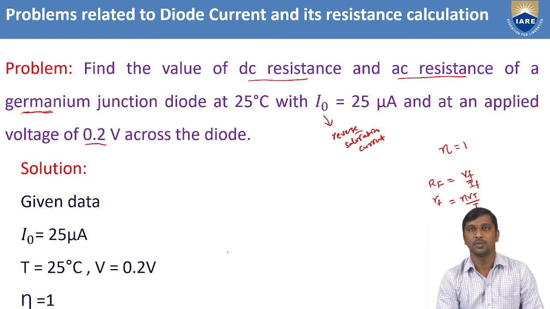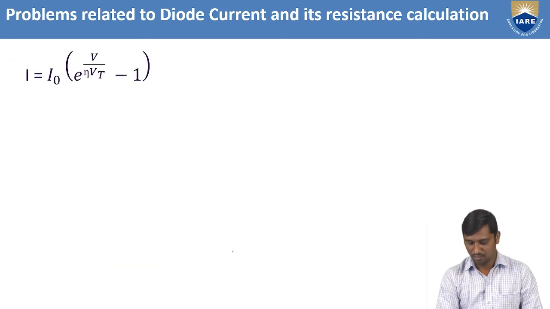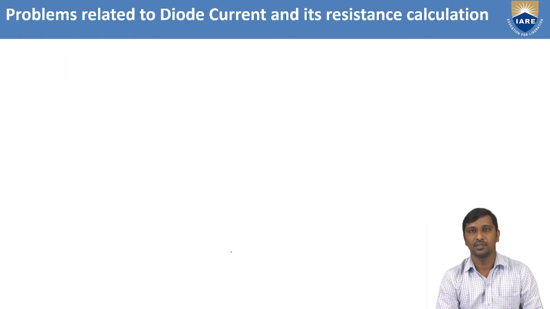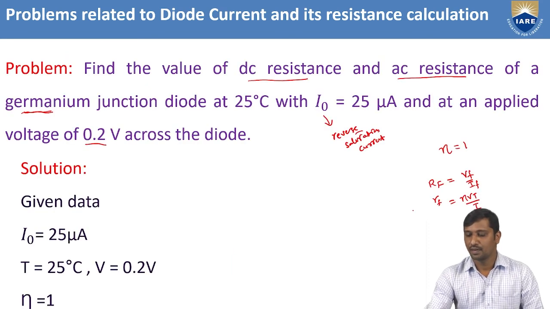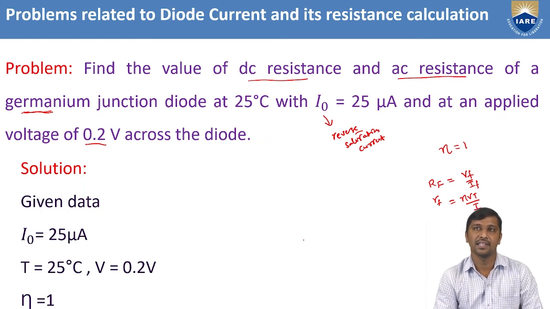Now we need to identify the two types of resistances here. Before going to this, if you observe this one, we need to first find out the current. They have not given how much current is produced with respect to these parameters, but they have given only the reverse saturation current.